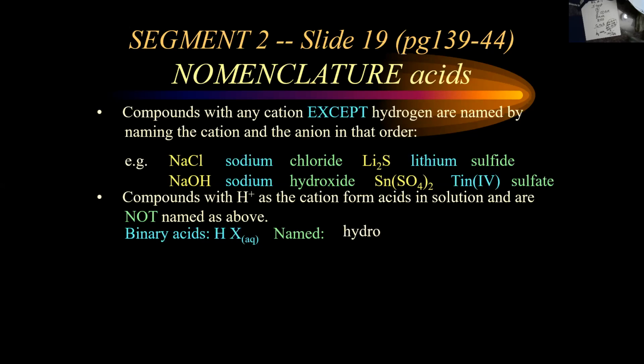Okay, so when you're naming binary acids, that is an acid that has a hydrogen in front and an anion ending in IDE, then you name it this way: hydro-stem-ic acid. So it's going to have a hydro in the name. If it's HCl, you know that's hydrochloric acid. That's the way you name the compound.